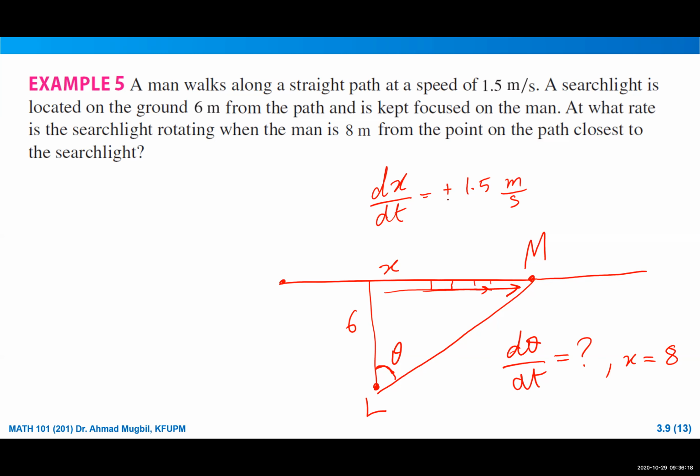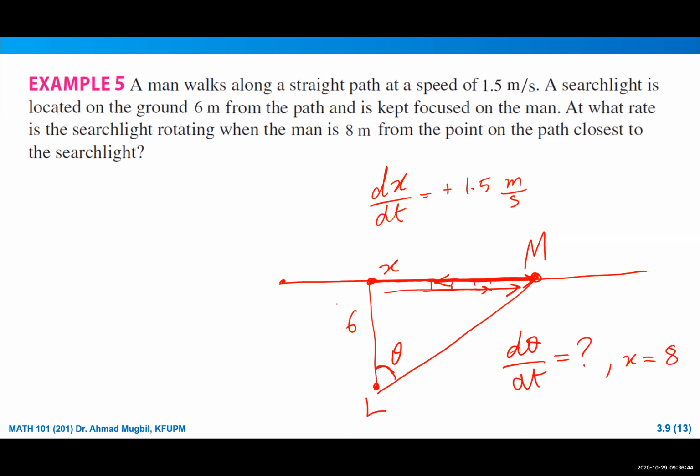From the point on the path closest to the searchlight. This is what I said, because he is asking about the rate of change when it is moving away from this, so it is going to increase. You can have the same question, but he will ask you, what about the rate of change when he gets close, when he goes to the closest point of the searchlight.